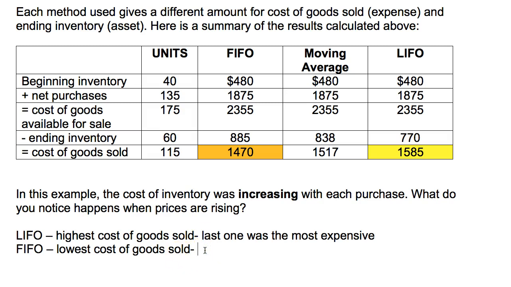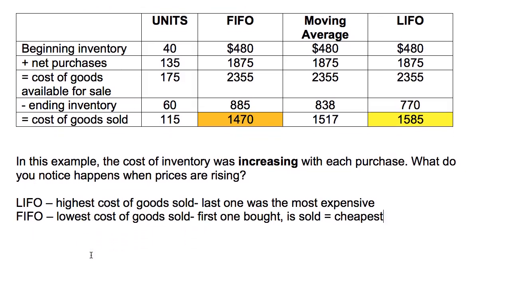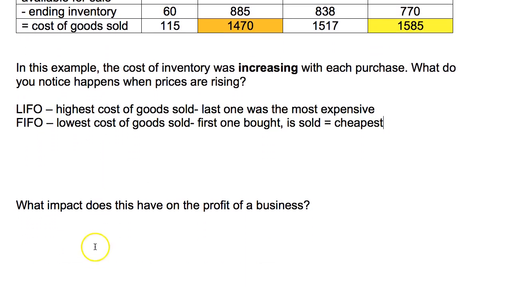For the FIFO method, the first one you bought is sold, and this is your cheapest inventory. So you're selling your cheapest one first, which means you have the lowest cost of goods sold. So what is the impact on the profit? Have a think about it.